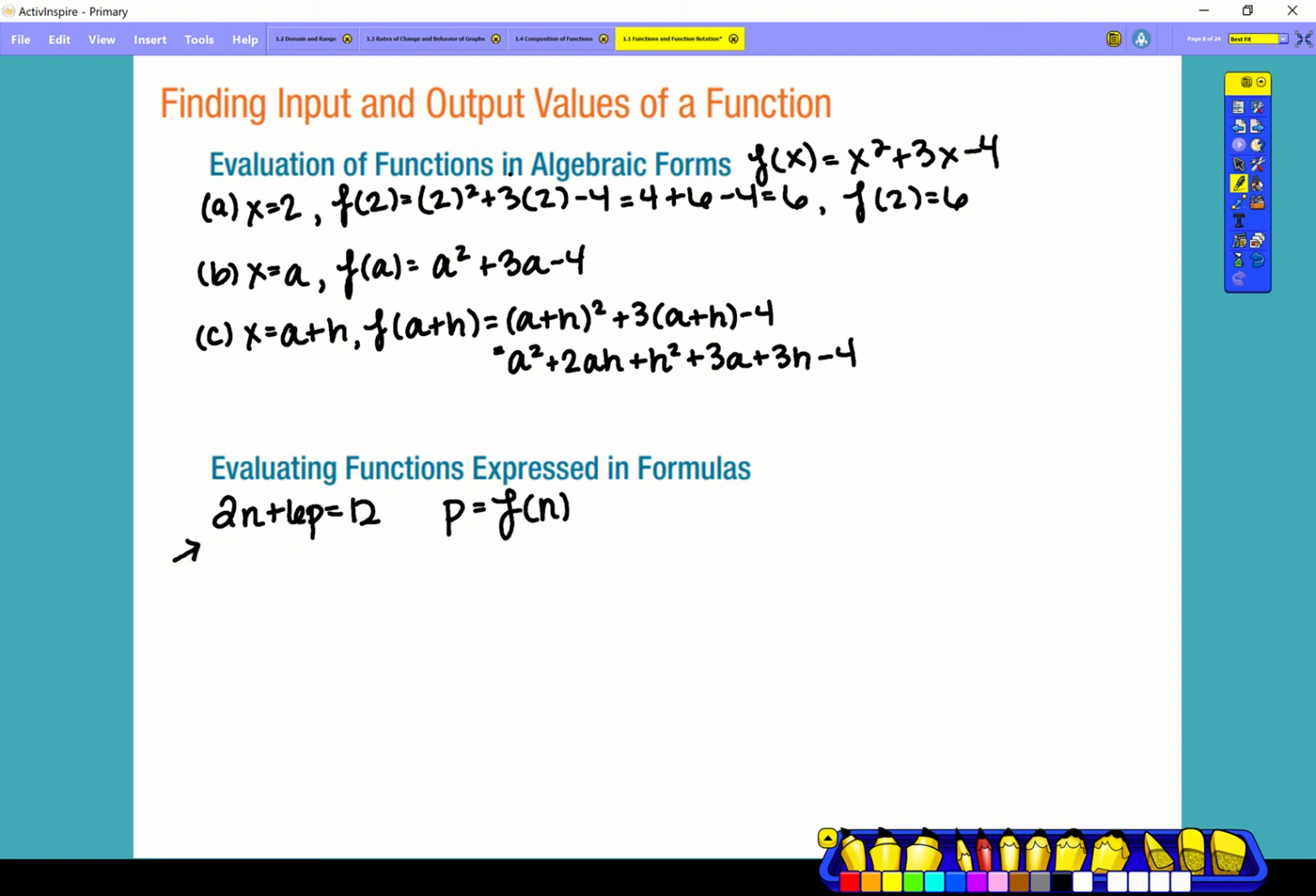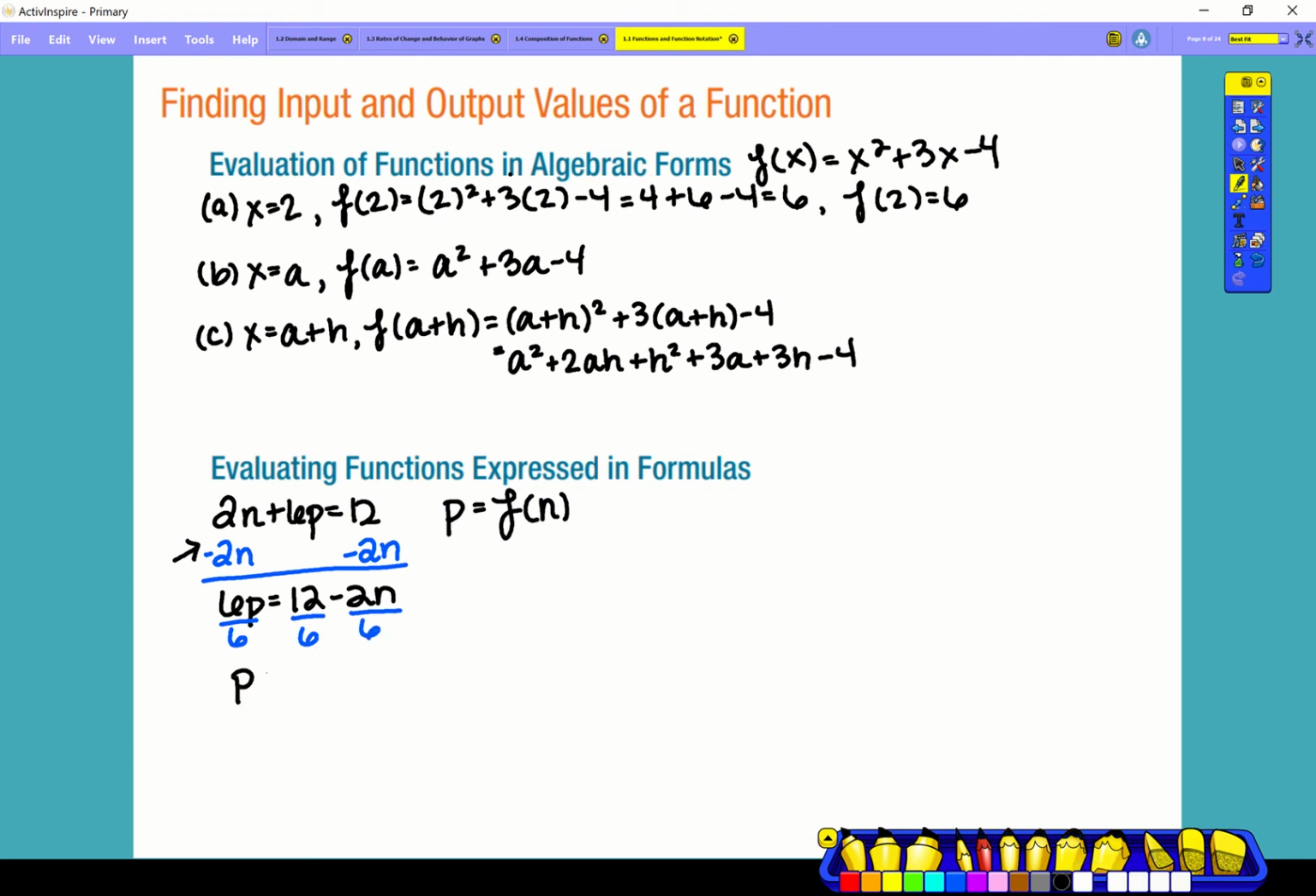Now from this equation, I'll go to a different color. I'm going to subtract 2n from both sides, right? Because it's positive 2n, so I have to subtract it. That gives me 6p equals 12 minus 2n. Now I'm going to divide both sides, so every term, by 6.